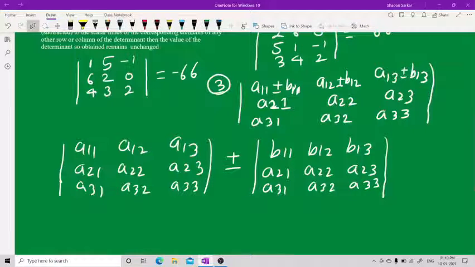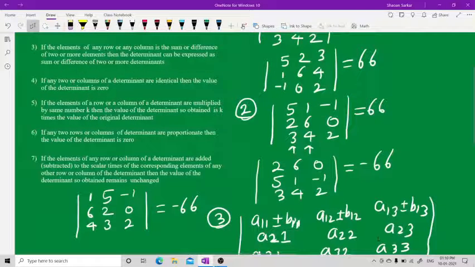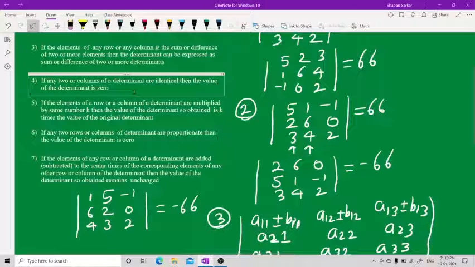Now we will see the fourth case. The fourth case is, if any two rows or two columns of a determinant are identical, then the value of the determinant so obtained is 0. This is the fourth one I'm talking about right now. If any two rows or columns of a determinant are identical, then the value of the determinant is 0.